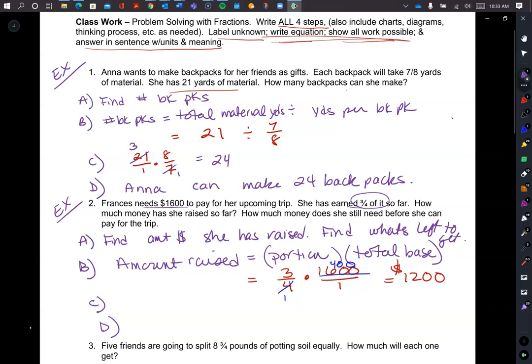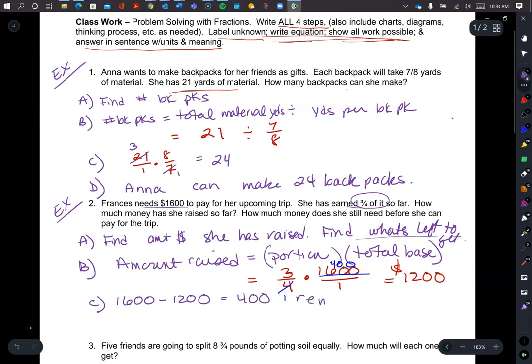Well, actually, I didn't finish because, good thing I wrote this up here, of what's left to get. So that's only part of it. We have 1,200 is what she earned. So 1,600 minus the 1,200 is 400 remaining.